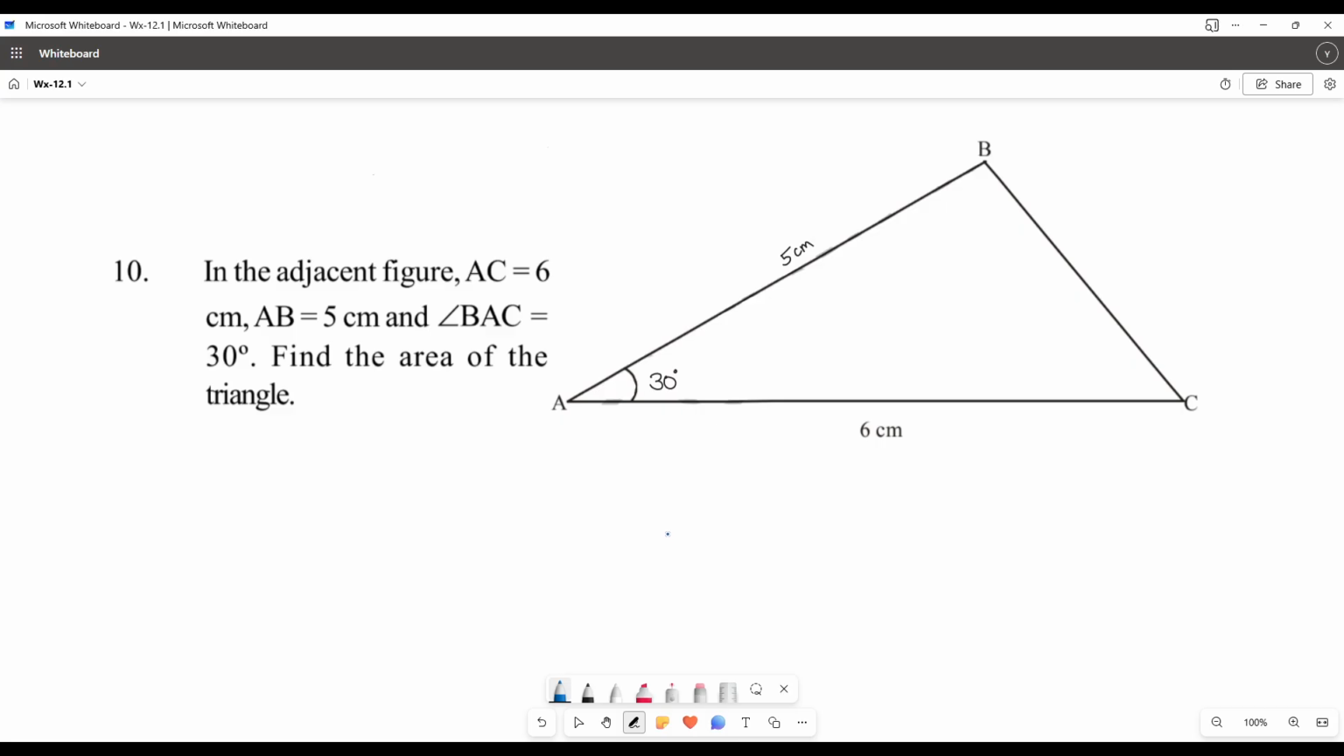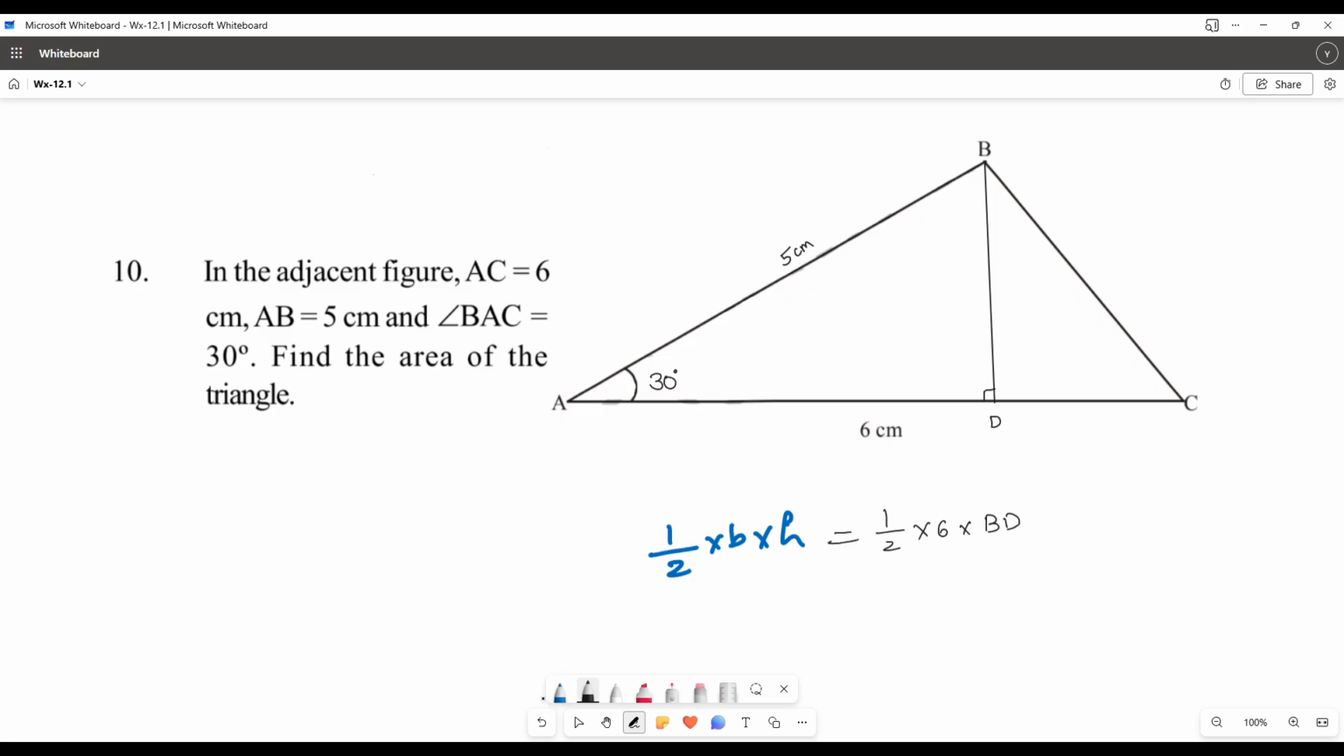the area of a triangle, that is half into base into height. We know the length of the base here, that is AC equal to 6 centimeters, and we need to find the length of the height. Let's draw a perpendicular line from B onto AC. Let this be BD, and since it's a perpendicular line, that would be a right angle at D. So if we find the length of BD and put it into this formula, half into 6 into BD, you would get the area of triangle ABC. So now we need to find the length of BD.